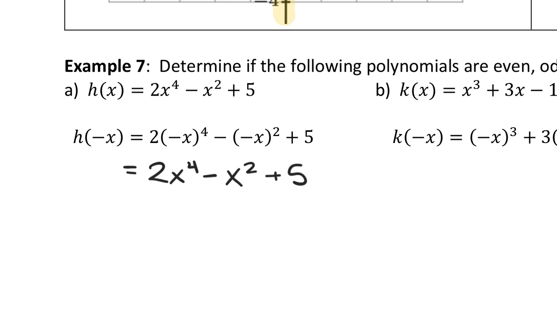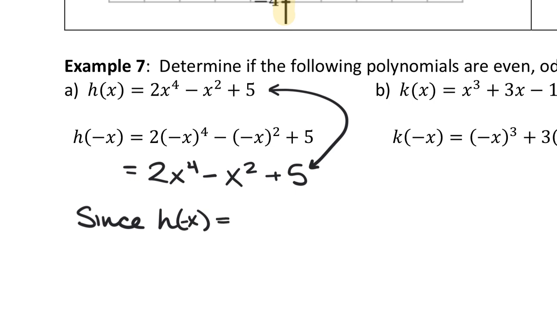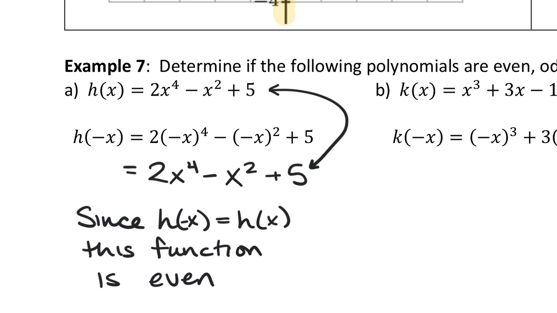We compare. Once we've done all of our simplification, compare where we started with where we got. What do you notice? They're the exact same. So we write the sentence: since h of negative x is equal to h of x, this function is even. Boom. Since h of negative x, where I plugged in negative x, is exactly the same as where we started, that's what that sentence says: this function is even.